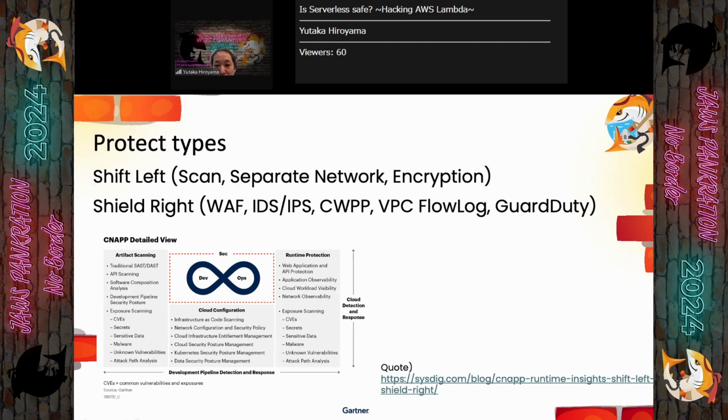We have some ways to avoid it. Shift left is for preventing attacks, like scanning code, network separation, and encrypting data. Shield right is for finding and protecting. For example, WAF, IDS, IPS, CWPP, and some AWS managed services.